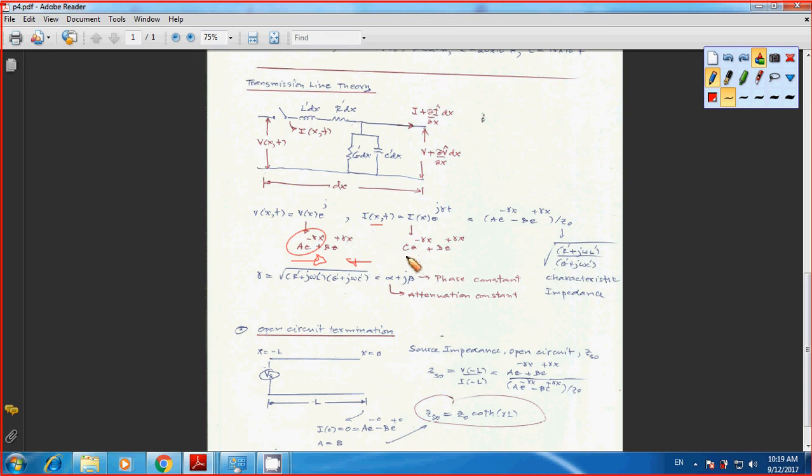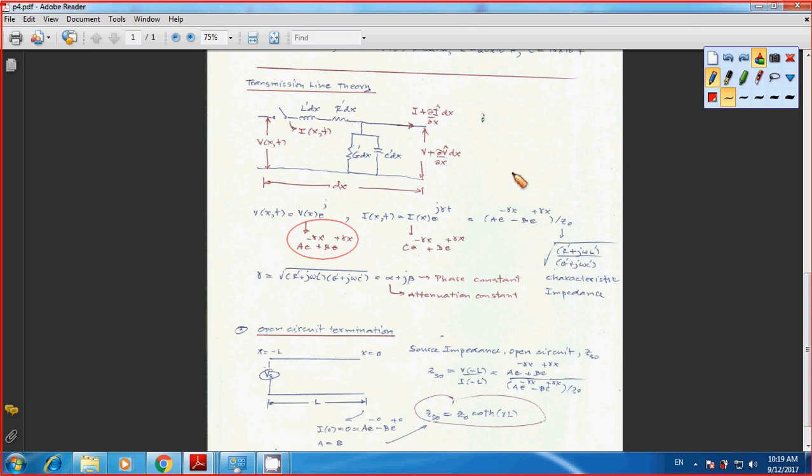Same as the current, I can write this one in terms of the forward current plus the backward current. And you can also write the current in terms of V. For your V equal to this term, simply apply Ohm's law, right? I equals V over R. But for a transmission line, you cannot just pick up this term, you need to change the positive sign here to a negative sign, because this is a transmission line.